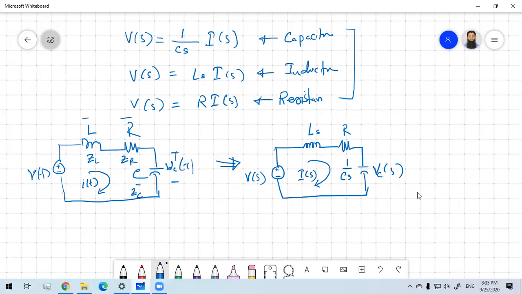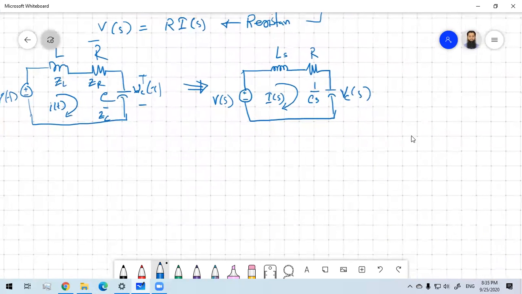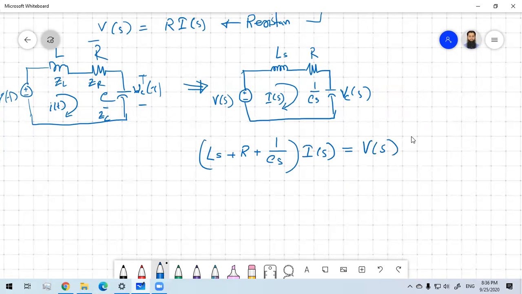Okay, so once we know that, then we can say that summation of all the impedance multiplied by the current is actually going to give us the source voltage. So we can easily write something like this: LS plus R plus 1 by CS into current IS should be equal to VS. So for simplification of writing, you can also adopt this formula.